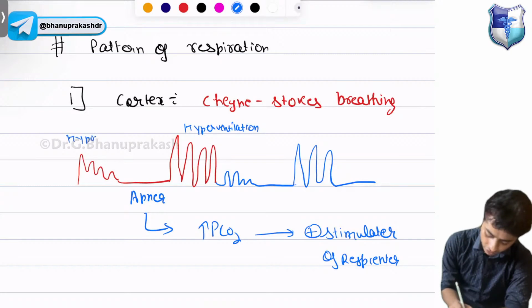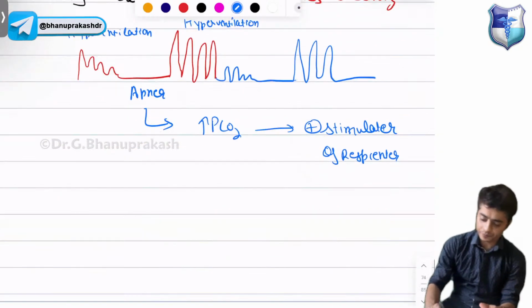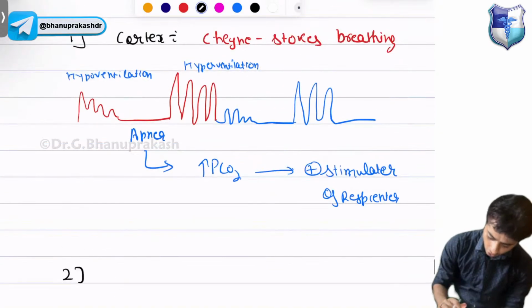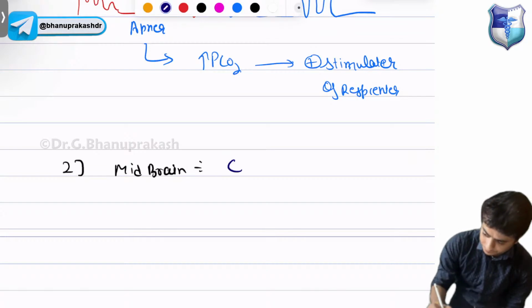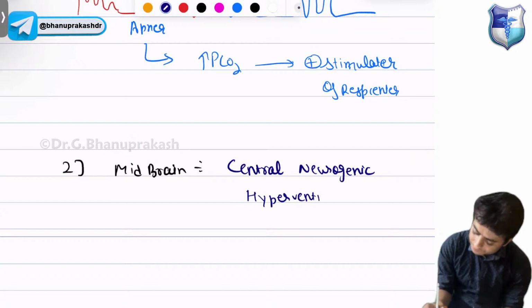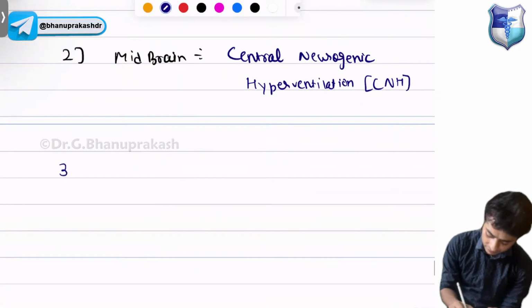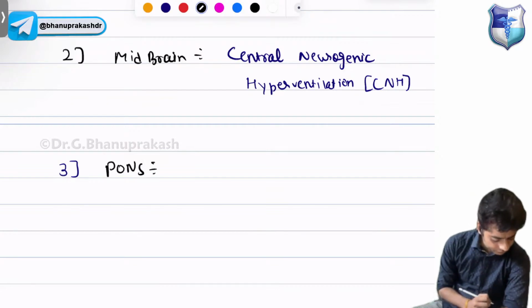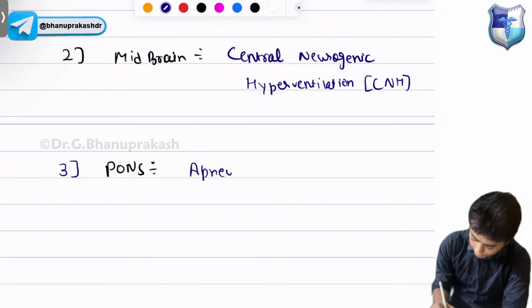Yeah, Naveen. Okay, so if there is damage to the cortex, you will get a certain type of breathing. If the damage is to your midbrain, then the pattern of breathing is known as central neurogenic hyperventilation, that is your CNH. Okay. If there is damage to your pons, then there will be apneustic breathing.